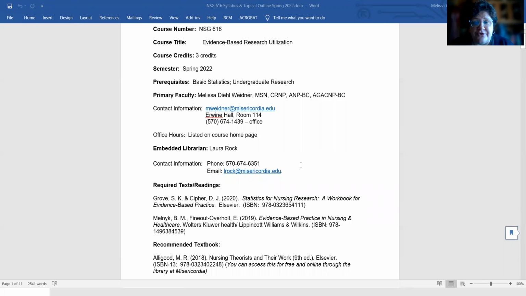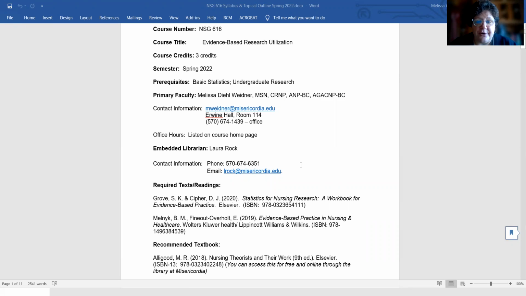Our textbooks, we have two for this semester. The Statistics in Nursing Research, a workbook for evidence-based practice. This is a new book, so I'll be curious to see if you like it. We noticed that going through the course, some of the students were having some trouble remembering some basic statistics. So this is to help review some of those basic statistics and give you a reference for that. And we'll be using this book for a few assignments.